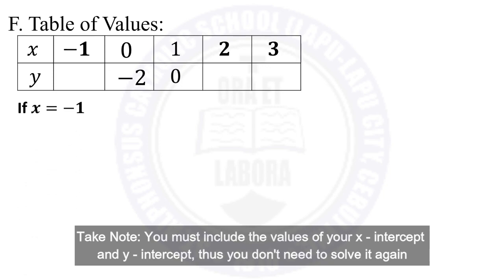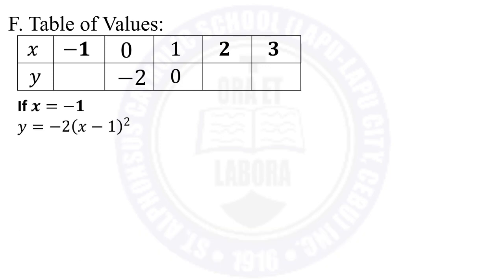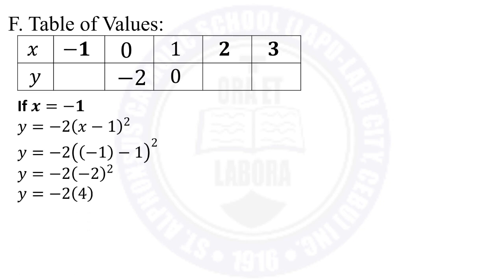If x equals negative 1, use the formula y equals negative 2 times (x minus 1) squared. It will become y equals negative 2 times (negative 1 minus 1) squared. Y equals negative 2 times (negative 2) squared, and (negative 2) squared is 4, so y equals negative 8. Now put negative 8 in the table of values here.